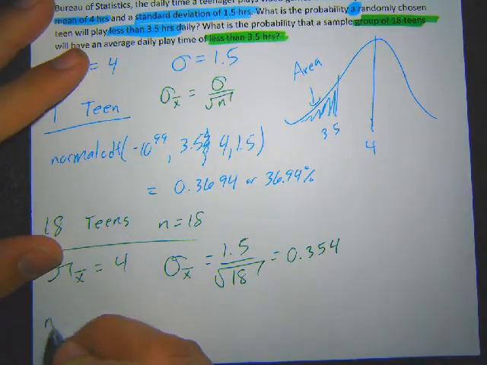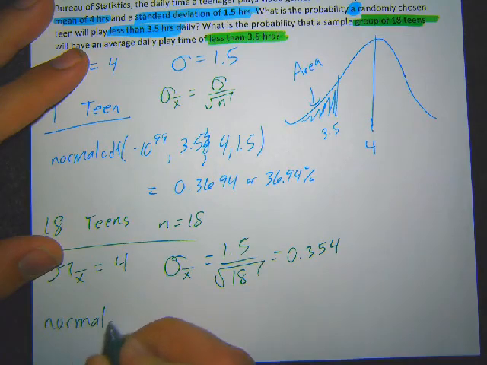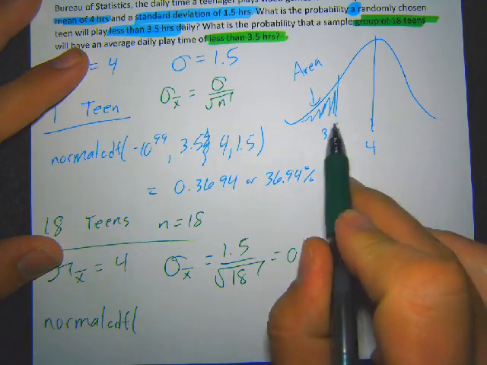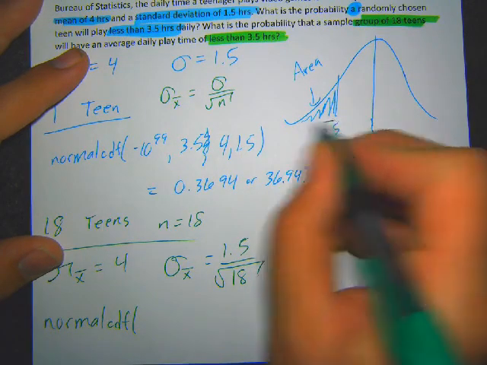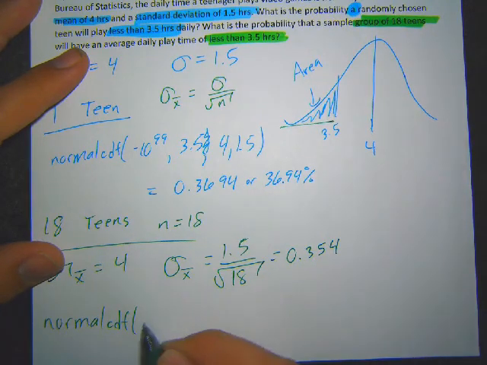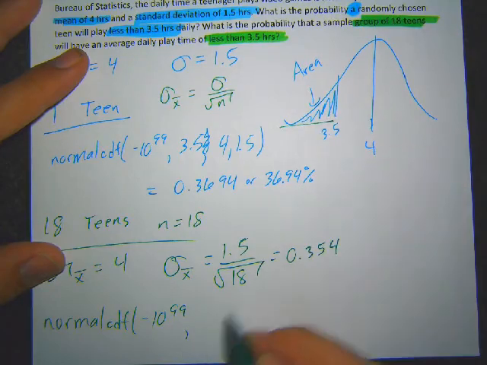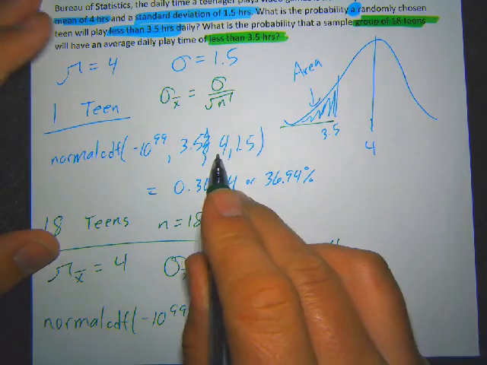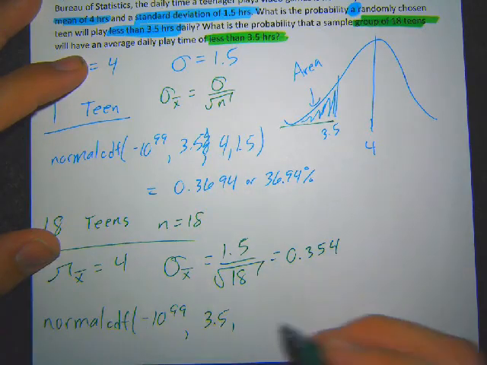So it's still going to be normal CDF, because we're still looking at the percent less than 3.5, so we're still doing this area down here. So we're still going to have negative 10 to the 99th, because we want to go to the left forever. 3.5 is still going to be the top. The mean is still 4, right? That did not change. The mean is still 4. But the standard deviation is what changed.